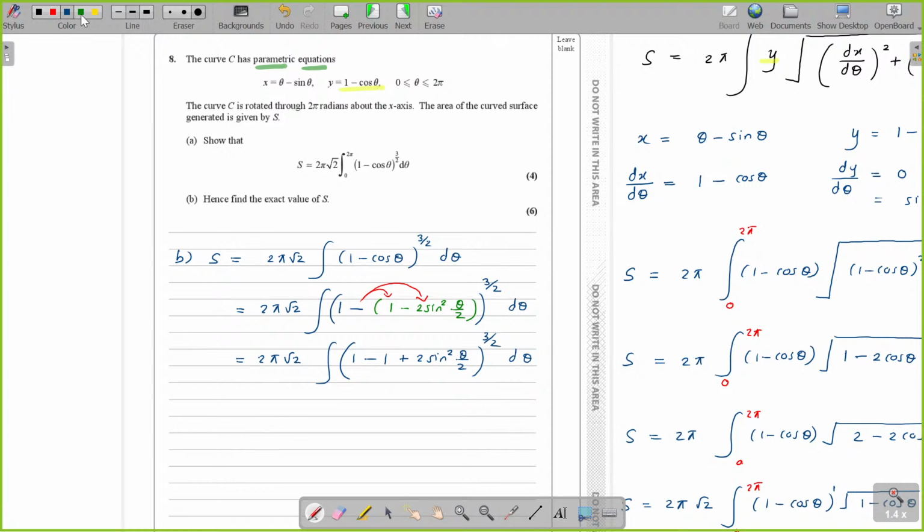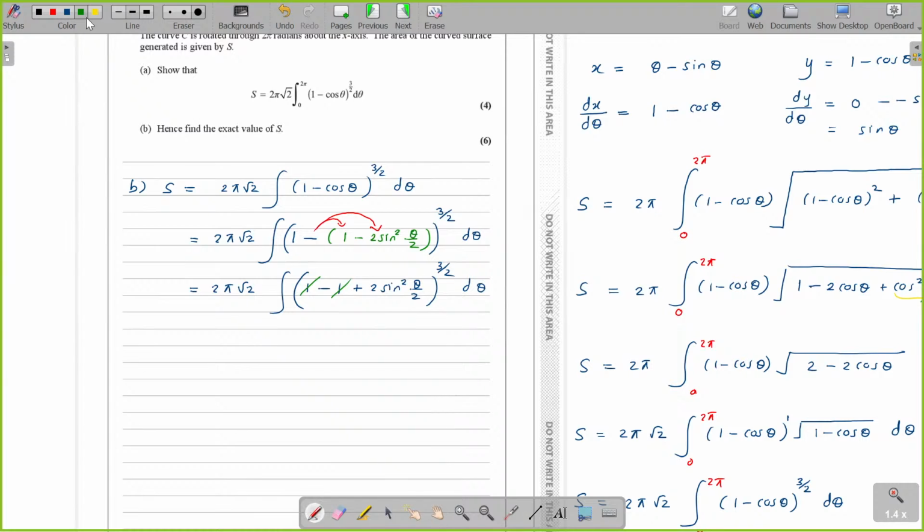Okay, now the plus 1 and minus 1 will completely cancel out. Okay, and now what? I have 2 pi root 2 and 2 pi root 2. I have 2 to the power. So the power 3 over 2 goes to both these functions, right? 2 and sine square theta over 2.